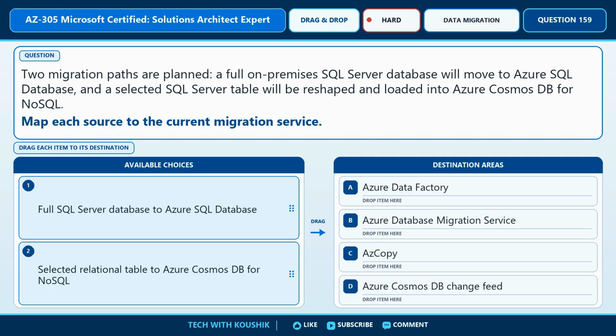Begin with the following source items. The first source item is full SQL Server database to Azure SQL Database. The second source item is selected relational table to Azure Cosmos DB for NoSQL. The destination requirements are as follows. Destination A, Azure Data Factory. Destination B, Azure Database Migration Service. Destination C, AzCopy. Destination D, Azure Cosmos DB change feed.